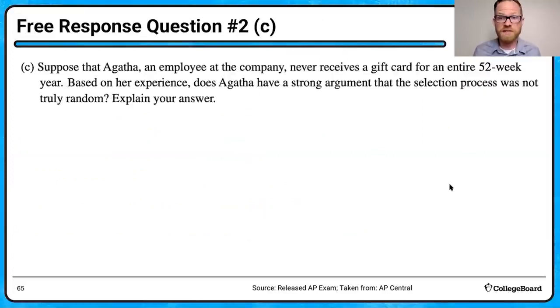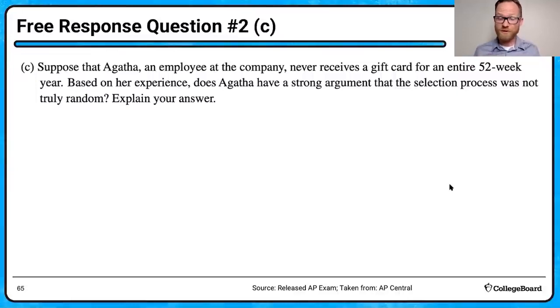All right, let's move to the next part of the question here, part C. Suppose that Agatha, an employee at the company, never receives a gift card for an entire 52-week year. Based on her experience, does Agatha have a strong argument that the selection process was not truly random? Explain your answer.